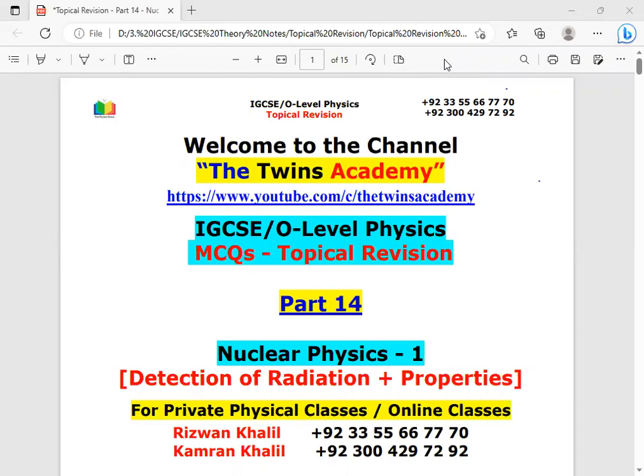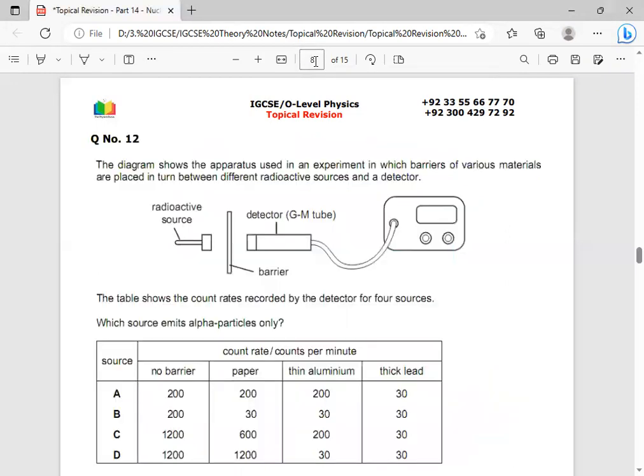We were discussing the topical MCQs of O levels and IGCSE related with the topic nuclear physics, and the subtopic was detection of radiation on the basis of their properties or characteristics. So it's part B of that episode. So let's solve the remaining MCQs.